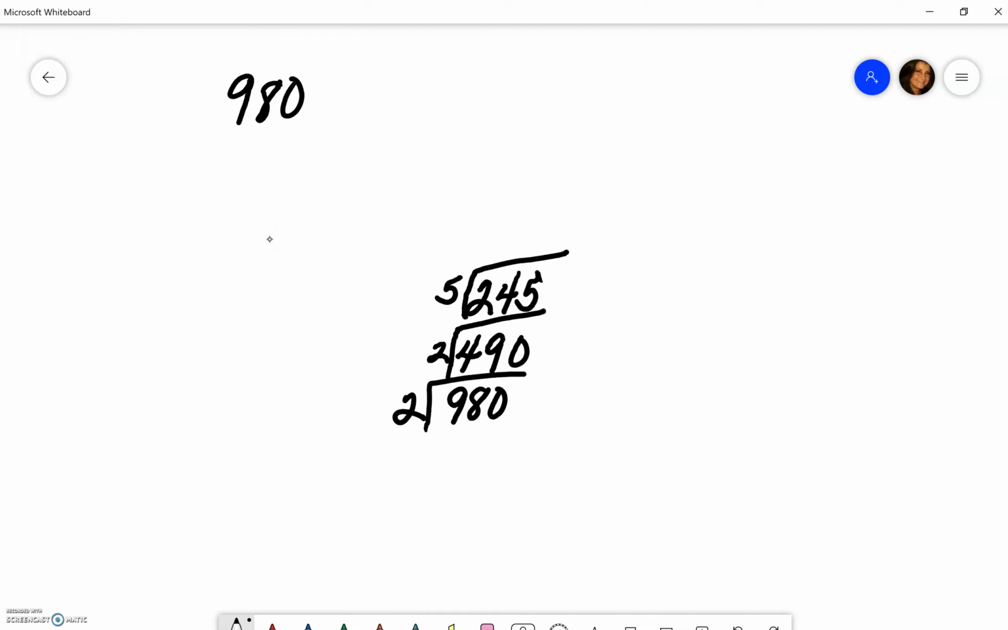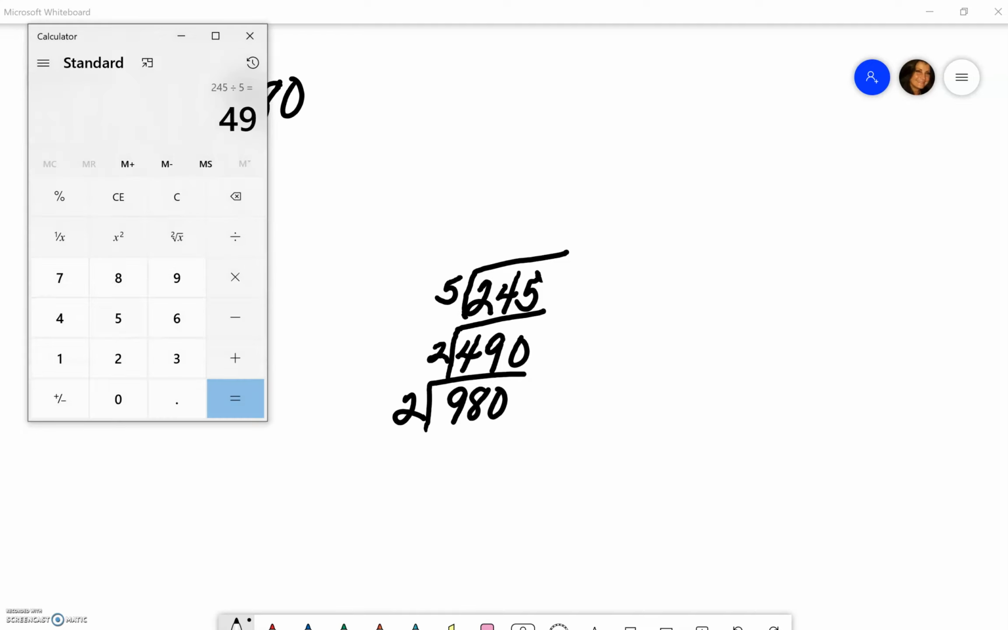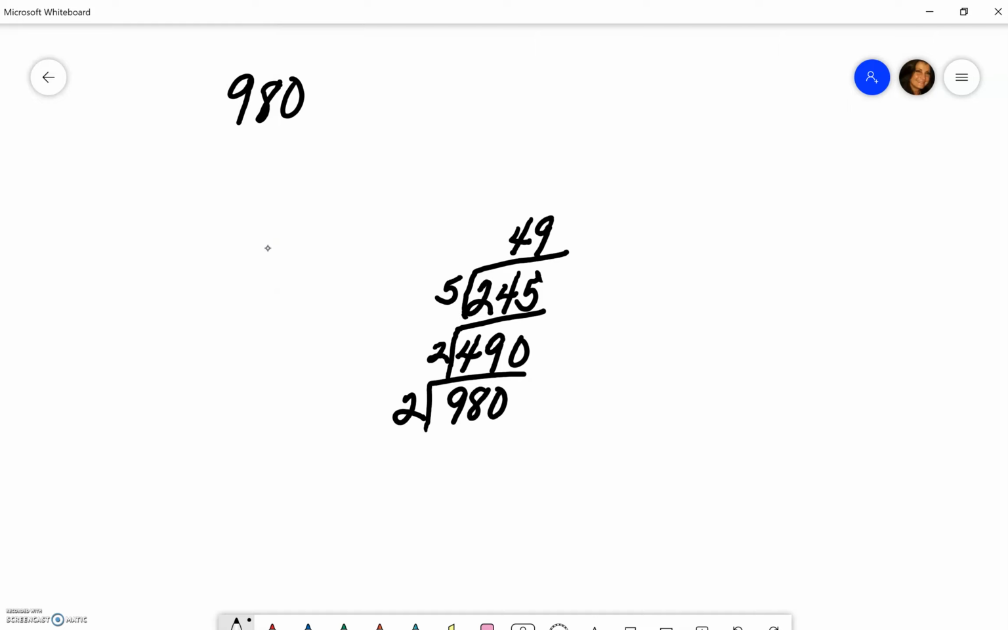So it does work. The only time you can't use that method is if you had something like 246 divided by 5 and you end up with 49.2, then that wouldn't work. It has to have a remainder of 0. But this did work: 245 divided by 5 equals 49. So I'm going to write 49 here.